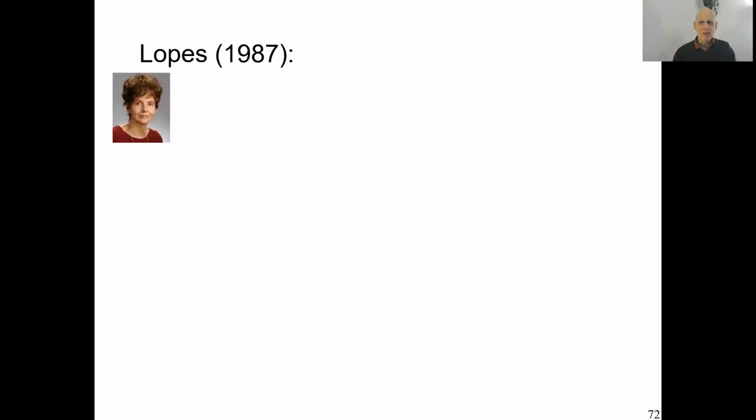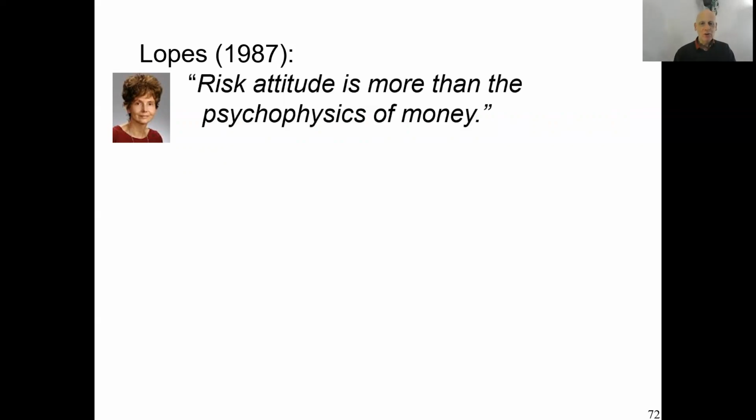She wrote about it, but already in the 1950s, 1940s, from the beginning, in the 1940s, when von Neumann and Morgenstern introduced expected utility, from the beginning psychologists protested. For instance, Lola Lopez once wrote, risk attitude is more than the psychophysics of money.